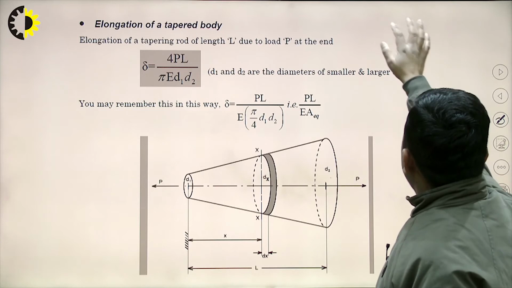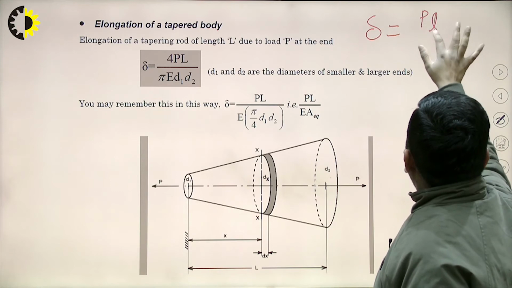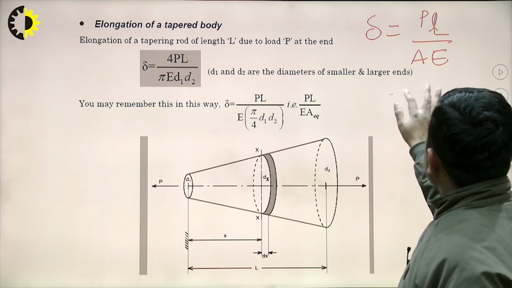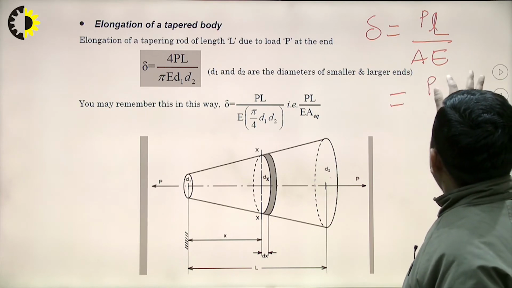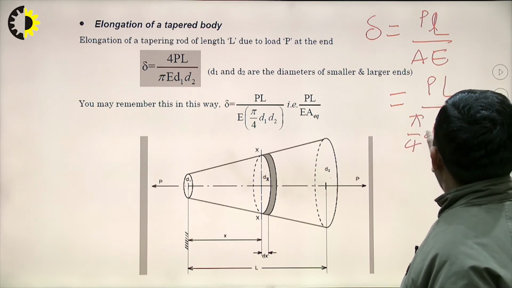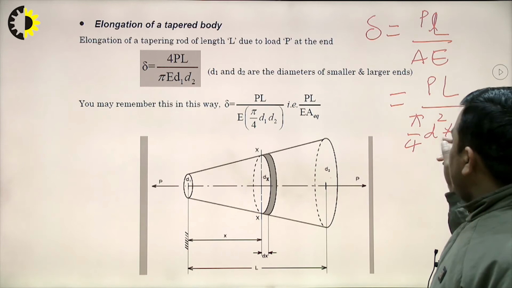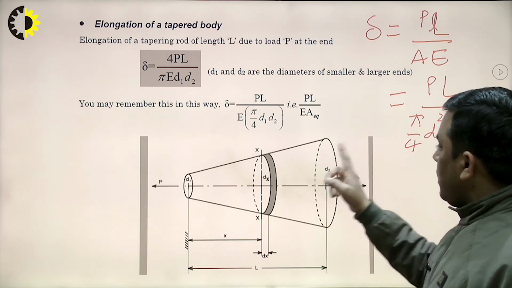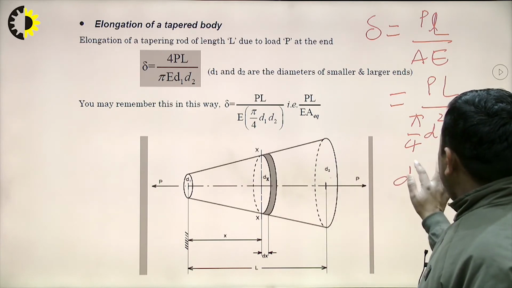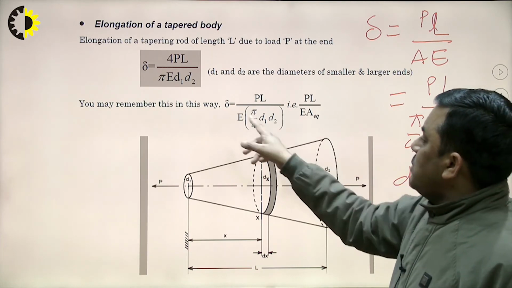Earlier, what we did: delta equals PL upon A E. What we can write is PL upon pi by 4 d square into E. It is for a uniform prismatic bar, a uniform diameter bar. But here the bar is tapered, so it is changing from D1 to D2. So this d square can be written as D1 D2 here. This is the way we can keep this formula in mind.